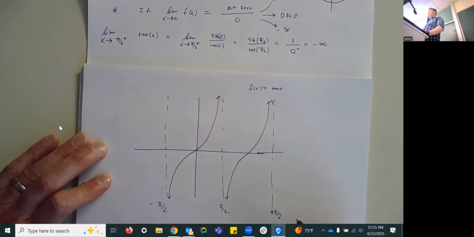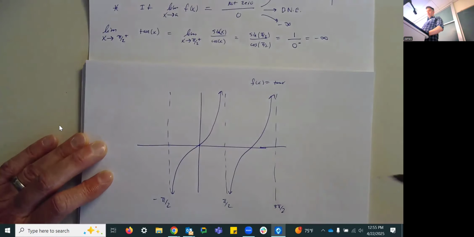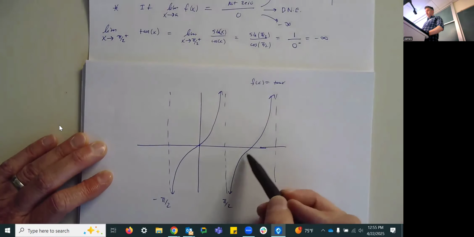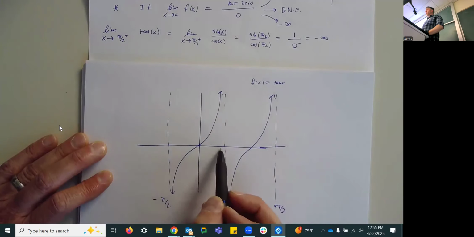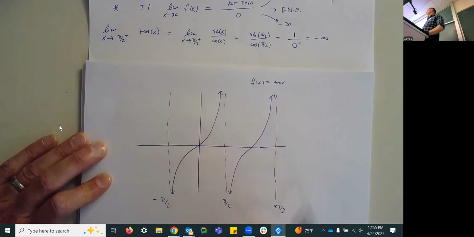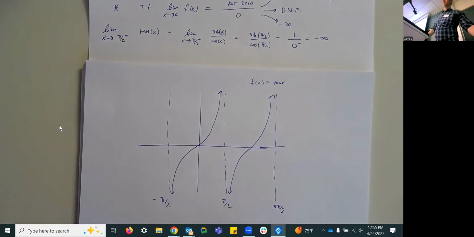So you can see that if we come at pi over 2 from the right-hand side, the graph is going down to negative infinity. Whereas if we'd asked for the limit as x approaches pi over 2 from the left-hand side, it would have been positive infinity. Kind of interesting. Not that interesting. Okay, so again, that's really most of all there is to say about limits where you get not 0 divided by 0. Not much happens other than getting infinity or negative infinity or does not exist.